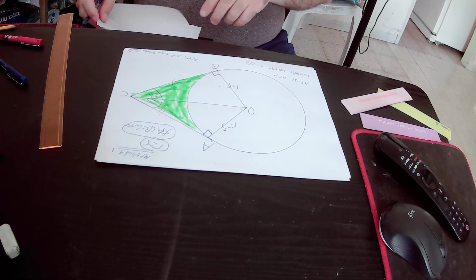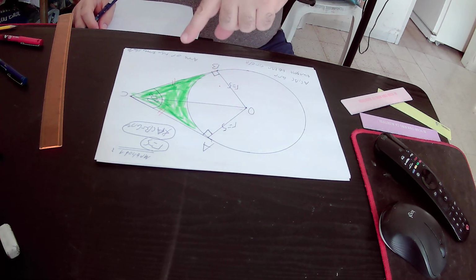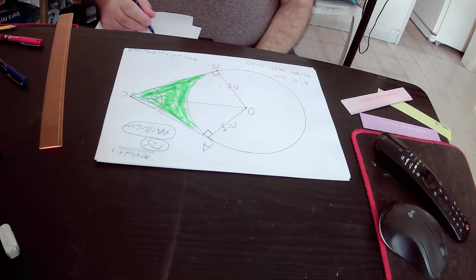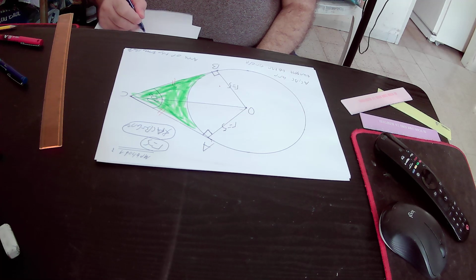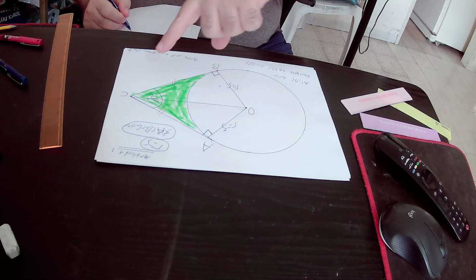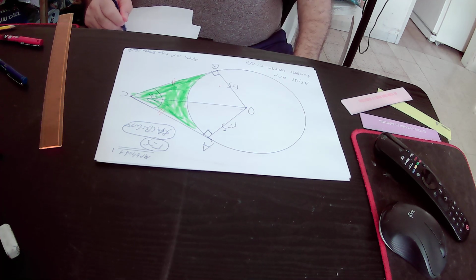And we also know that AC equals BC according to two tangents theorem. AC equals BC according to two tangents theorem.